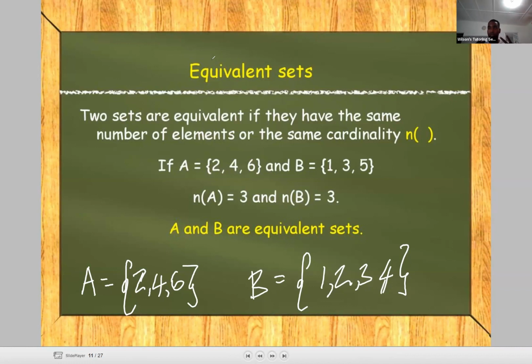So when sets are equivalent, it has to do with the number of elements in each set, whether or not they are the same. If they both have the same number of elements, they are equivalent. But if they do not have the same number of elements, then they would not be equivalent.